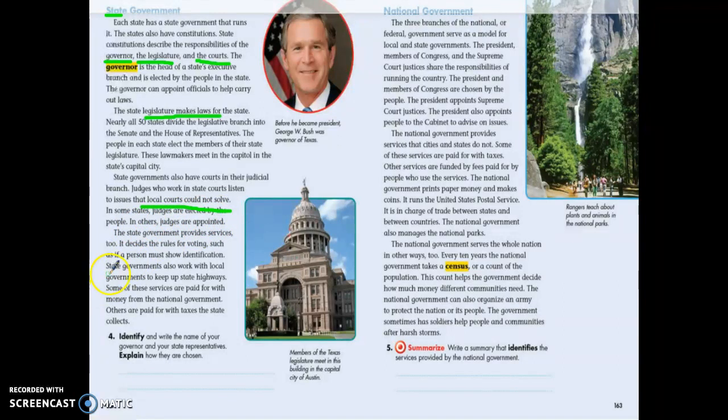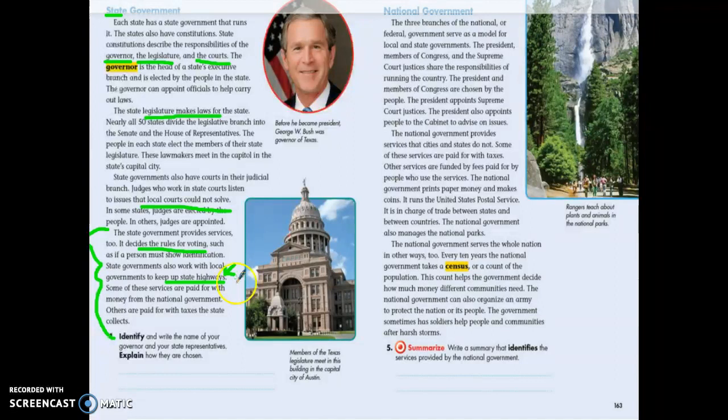Here's what the state government does for us. This is their job. They decide the rules for voting in the states. State governments also work with local governments to keep up state highways. Okay, so some roads around our community are city roads. The roads that connect Burkburnett and Wichita Falls, now that is an interstate highway. So the city or local government wouldn't be in charge of keeping that highway safe. The state government would keep up the state highways.